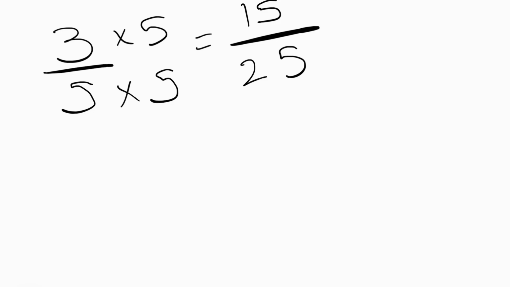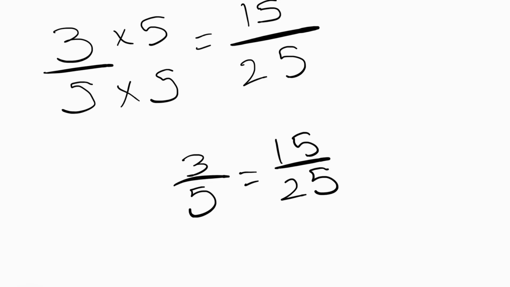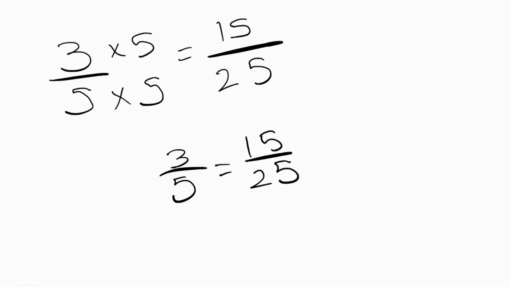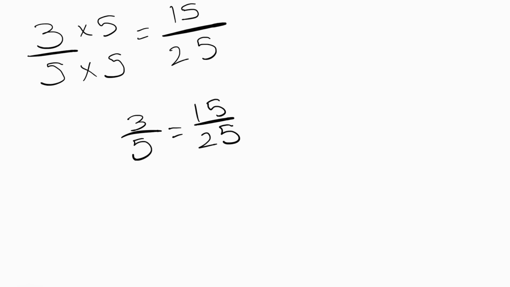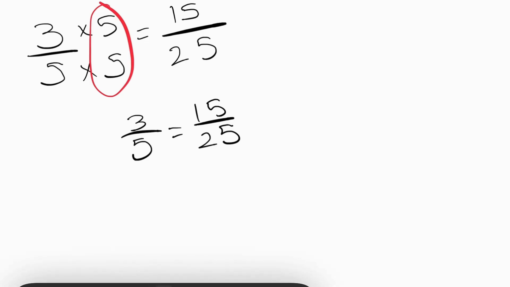That means they equal each other. So 3/5 equals 15/25. They are equivalent fractions. Now, the 15/25 is not the only equivalent fraction to 3/5. So up here, as you can see, we multiplied both of them by 5. But what if we multiplied them by a different number, right? So let's bring 3/5 back right here.